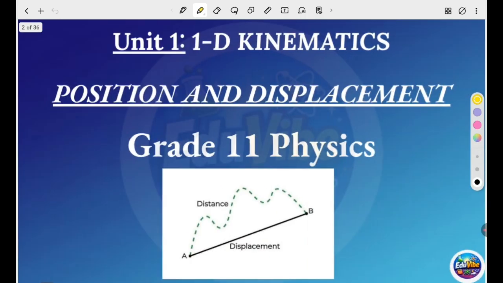So, today's topic is that we are starting with Unit 1 of Kinematics, which is 1D kinematics, which means one-dimensional kinematics. The first topic is position and displacement. Before understanding velocity and acceleration in this chapter, we will start with understanding position and displacement, which is the base for this whole chapter.